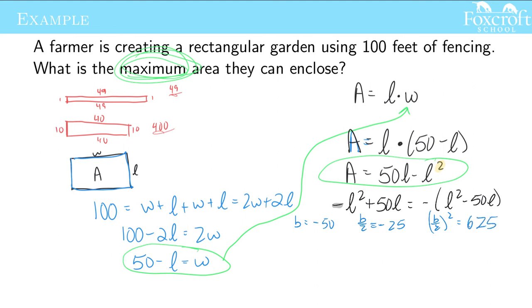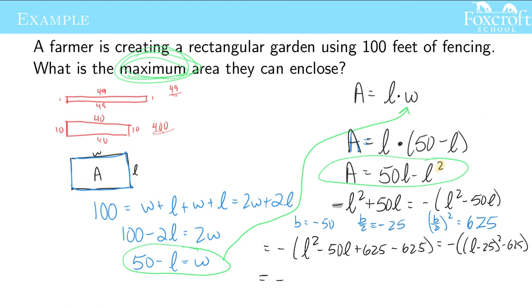All right, so that tells me in our equation, again, the negative is going to hang out. L squared minus 50L. We have to add 625 to put it into a square. But then I also have to subtract 625 to make sure I don't change what my expression is. All right, the first three terms turn to L minus 25 squared. I just have a minus 625. And now I distribute that negative.